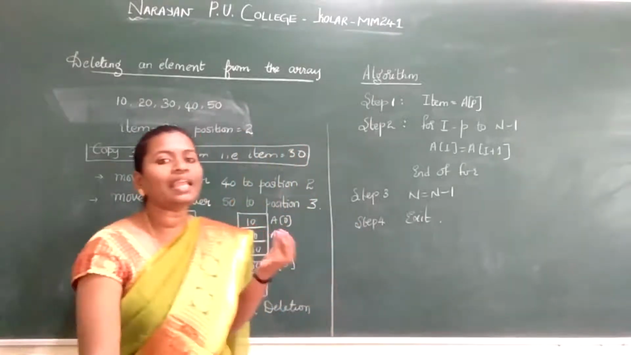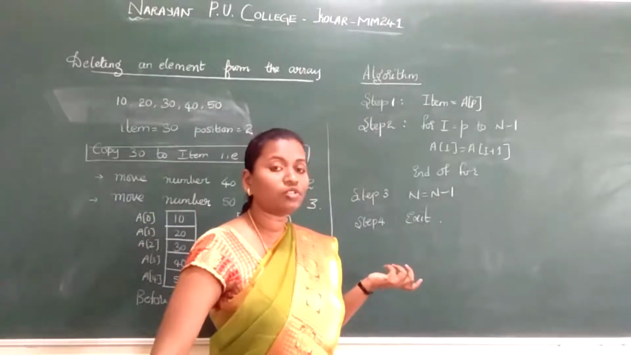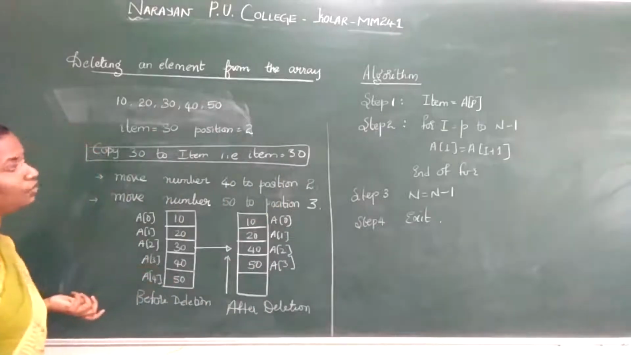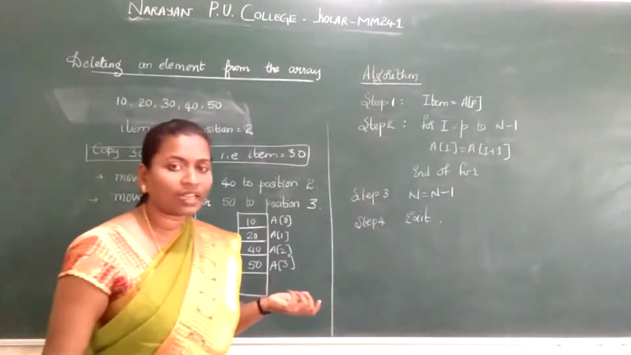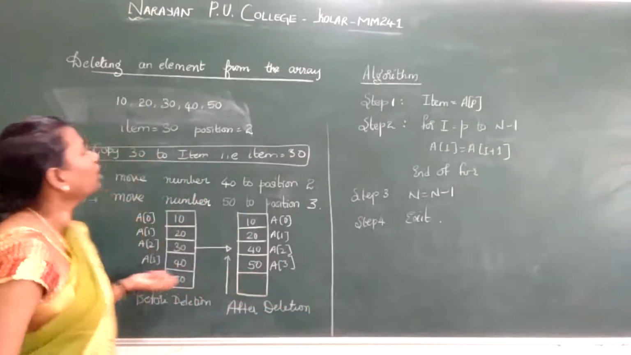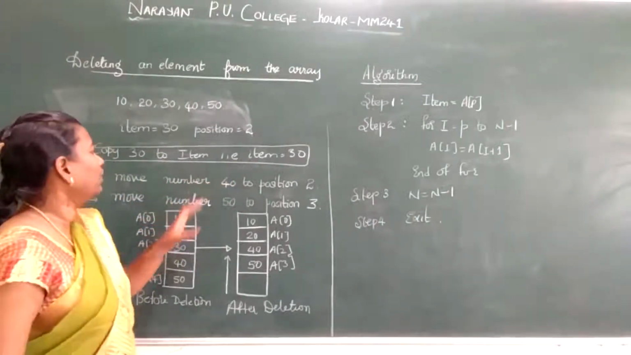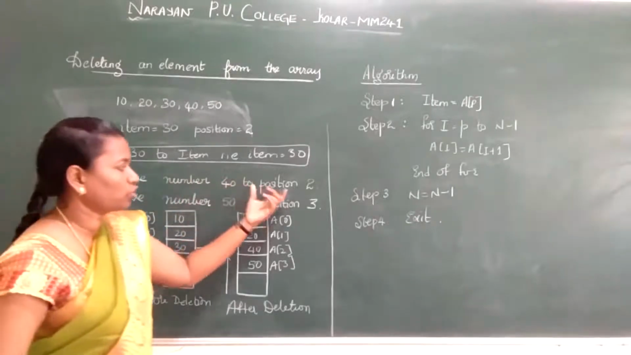Removing an element from an array is called deletion of an element from an array. I repeat: what do you mean by deleting an element from an array? Removing the element from an array is called deleting an element from an array. Now, I have taken 30 to be deleted at position 2. So move 40 to position 2.